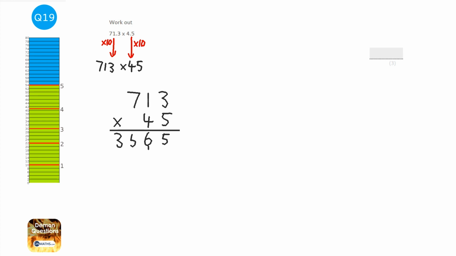So it'll be 35. Now the next thing we're doing is 40 times 3. So what we're going to do is just add a 0 here, and then we can just think of it as a 4. So 4 times 3 is 12. 4 times 1 is 4. Add the 1 is 5. And 4 times 7 is 28.